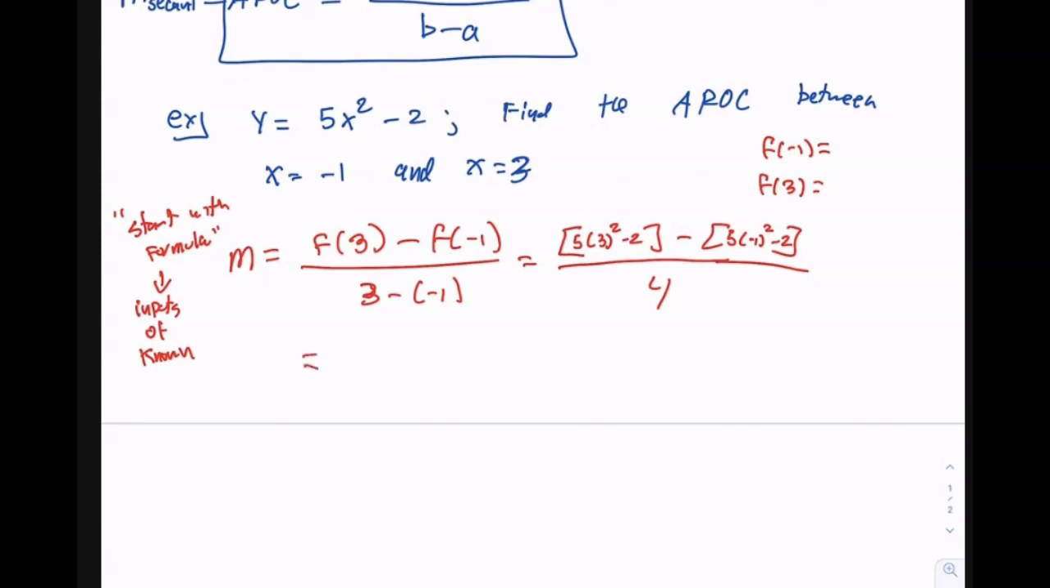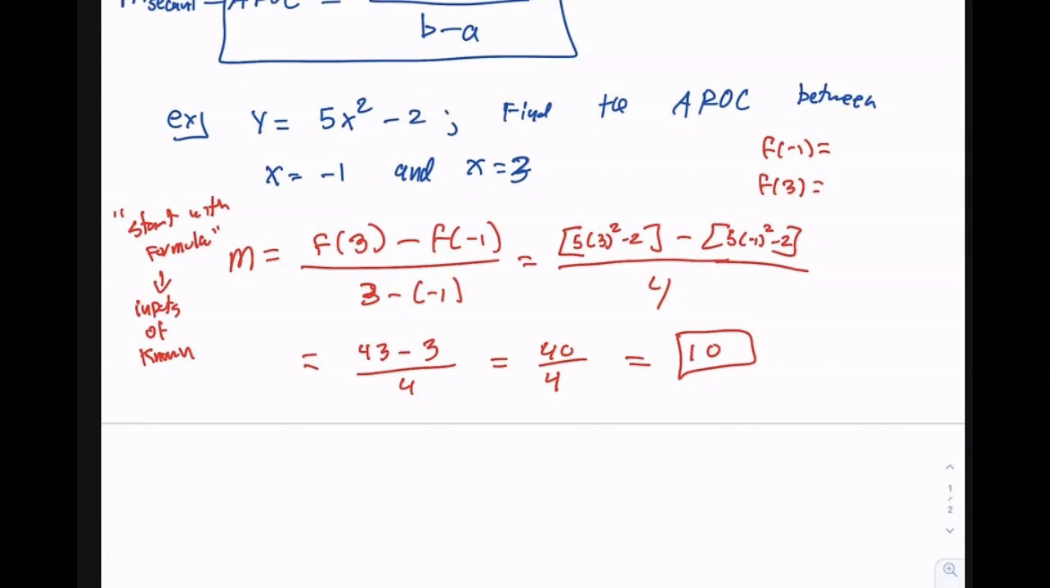That gives me 9 times 5 is 45, minus 2 is 43. Minus 1 times 5 is 5, minus 2 is 3. Over 4, which is 40 over 4, which is 10. So we would say that the average rate of change from negative 1 to 3 is 10. Why? Here's the formula. Formulas are very important for us in calculus.